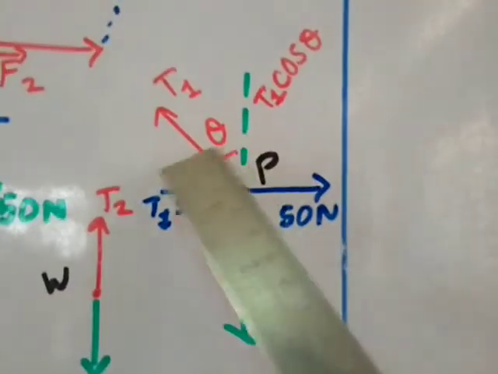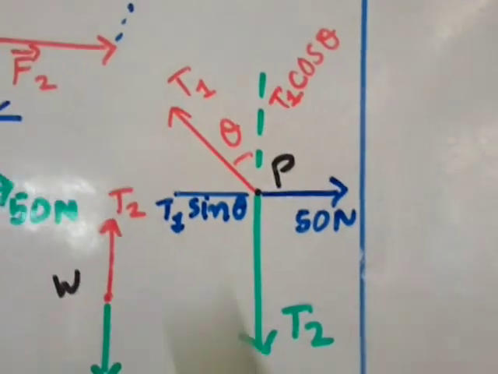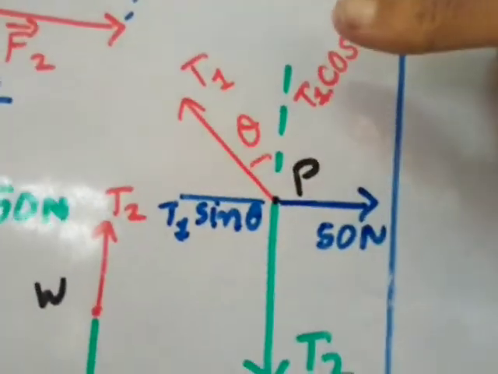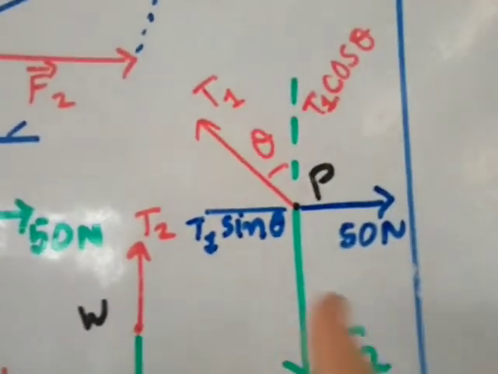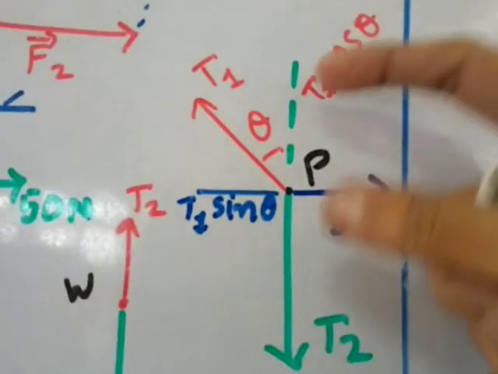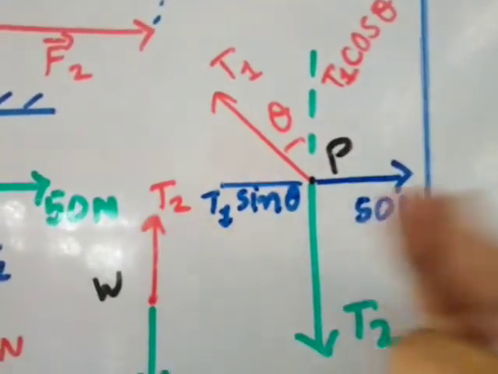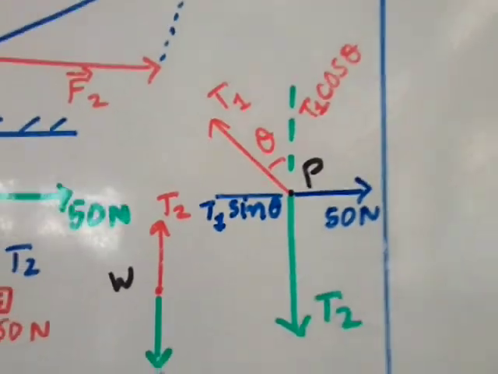So this is theta, therefore I have resolved this as T1 cos theta and this as T1 sin theta. And remember that T1 cos theta will be in equilibrium with T2, that means these two will be the same. And T1 sin theta and 50 are balancing each other, right? These two are balancing each other, and these two are balancing, that's why P is at equilibrium. So this will be T1 sin theta equal to 50 Newton.